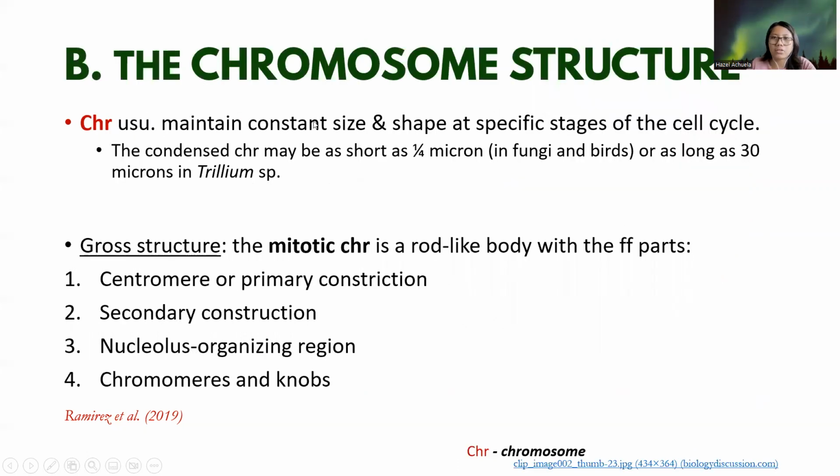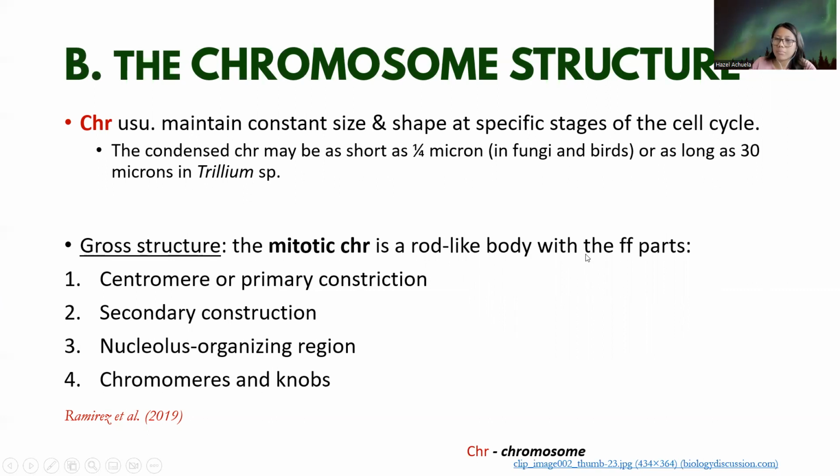Speaking of the chromosome or the structure of the chromosome, the chromosome usually maintains constant shape and size at specific stages of the cell cycle. The condensed chromosome may be as short as 1/4 micron or as long as 30 microns in Gillium species. And pag sinabi natin gross structure, that's actually the structure of the chromosome as it enters the stages of cell division. So sinabi dito, mitotic chromosome. Okay? Because mitosis is a type of cell division. Okay, so gross structure, yun yung structure ng chromosome once it enters already cell division stages.